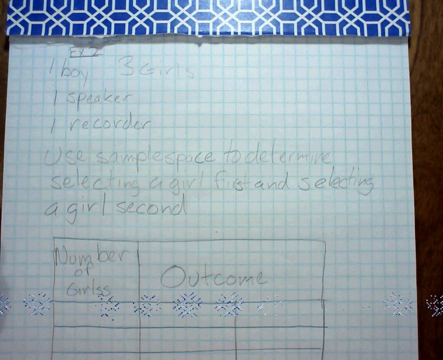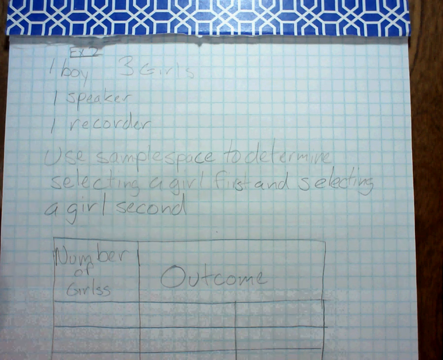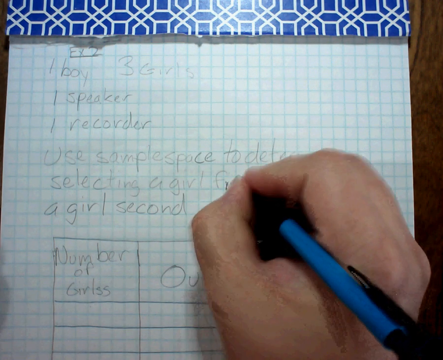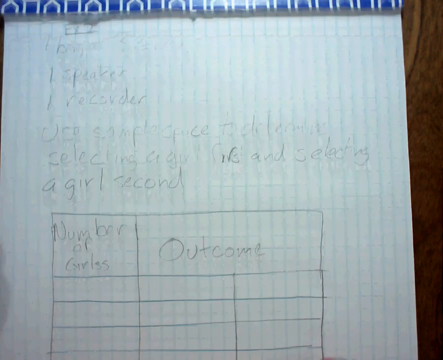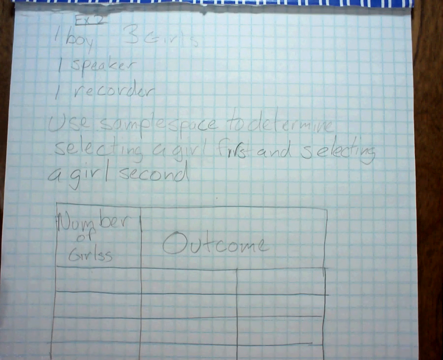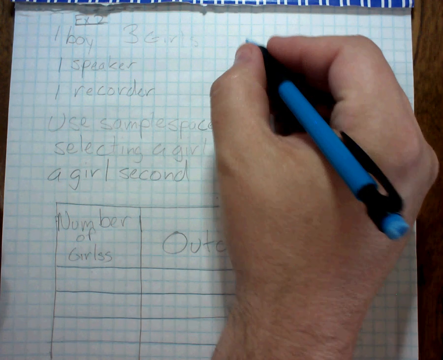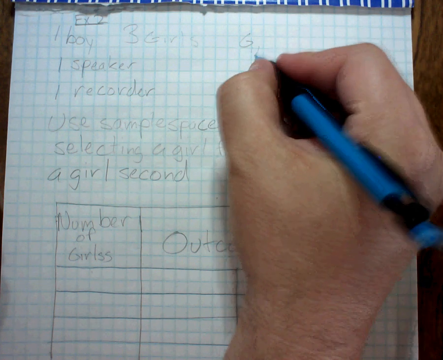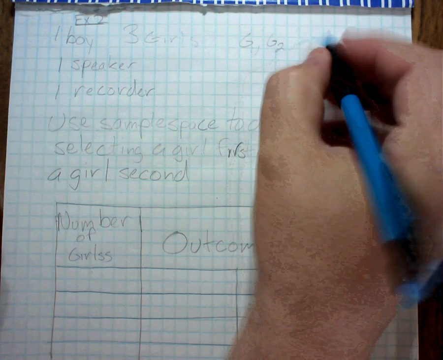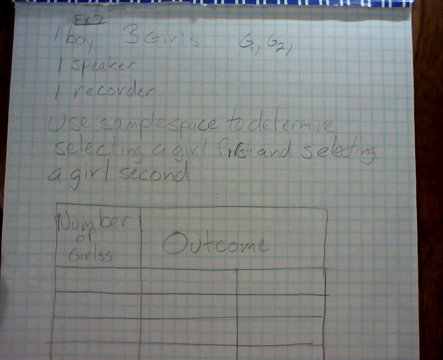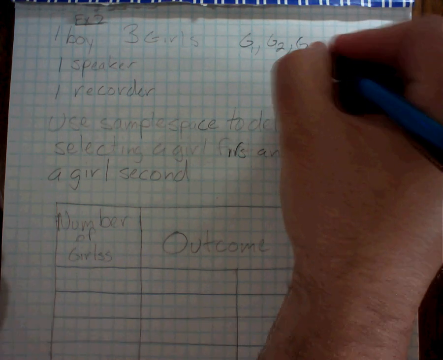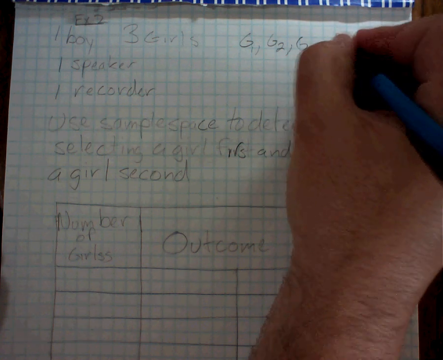So when we do the sample space, it should be very clear that they are not independent events, okay? That should be kind of clear. But anyways, we'll go through it and do it anyways. So on the first one, first let's identify. So we're going to have girl 1, girl 2, and then girl 3, and then just the boy. So that's what we're going to use for our sample space, right?